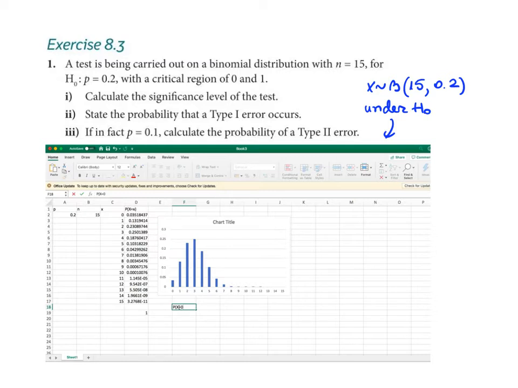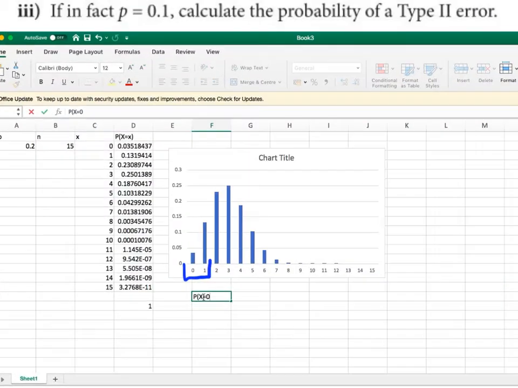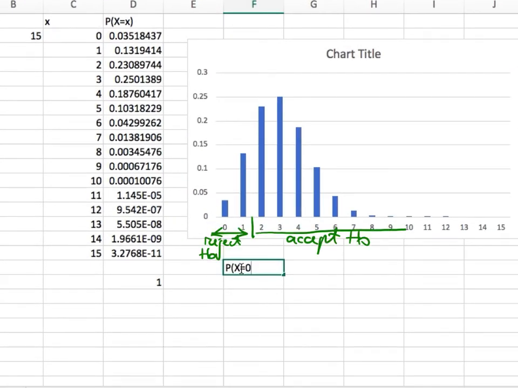In the case of this problem, the critical region is given. So I am told that the critical region is 0 and 1, meaning that if the x value is 0 or 1, I'll reject the null hypothesis. So this is a better diagram. If x equals 0 or 1, I reject the null hypothesis. If it's 2 or more, I accept the null hypothesis. Therefore, the probability of a type 1 error will be given by the probability of x being 0 plus the probability of x being 1. And this is what we calculate in this movie.